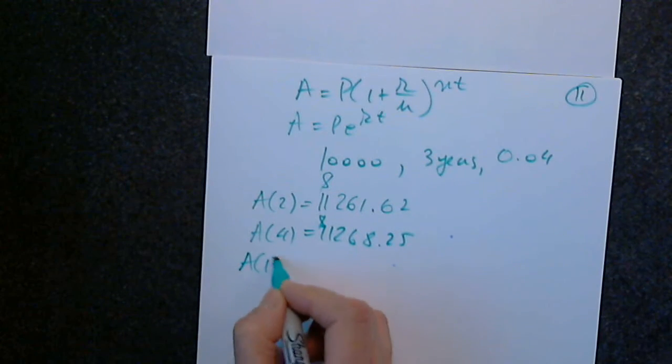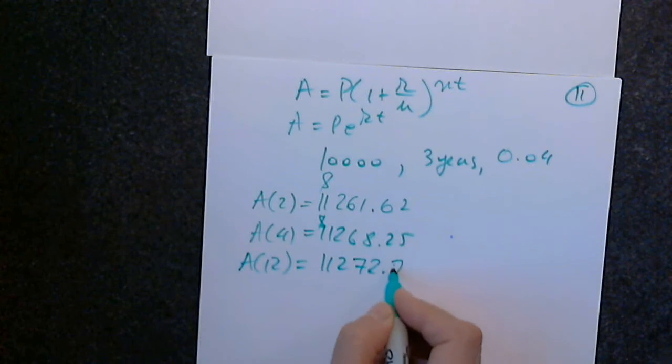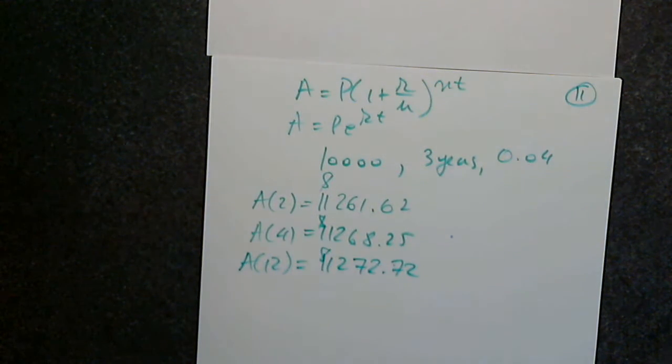Very good. So A of 12 is 11,272.72. Here it is. Semi-annually n equals 2, quarterly n equals 4, and monthly 12.